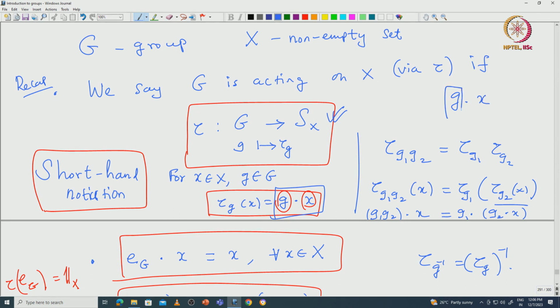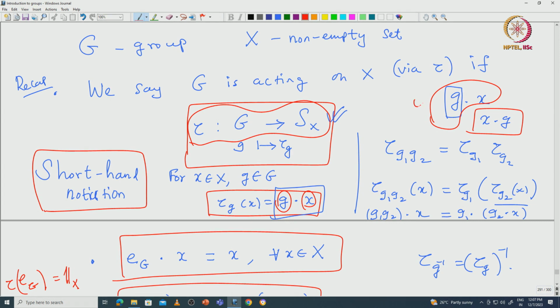Because we are writing the group elements on the left, we call this a left action. Suppose we write this as x dot G, then this naturally will be a right action. So, one can talk about left action and right action, but let us not get into those things. You can see that there is a dictionary between left action and right action, so we will only stick with the left action. We will always use this notation because I introduced the group action via this group homomorphism. So, we do not care about left and right actions. We will always use G dot x to denote the image tau G of x.